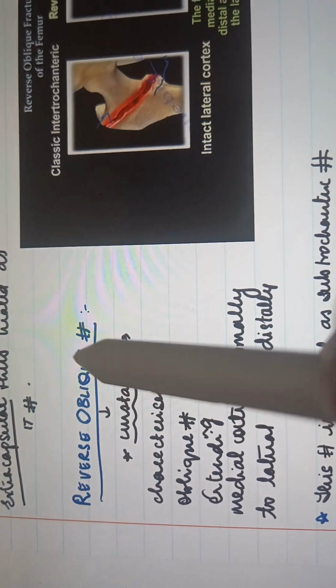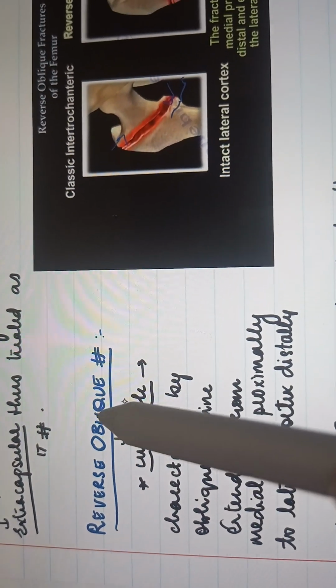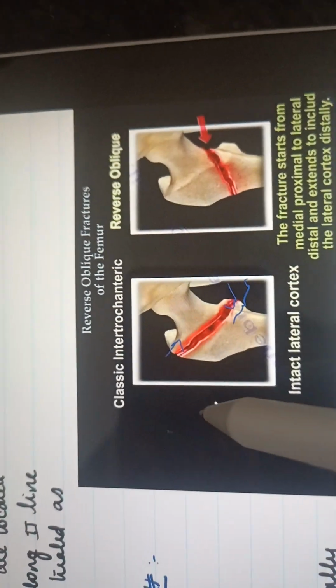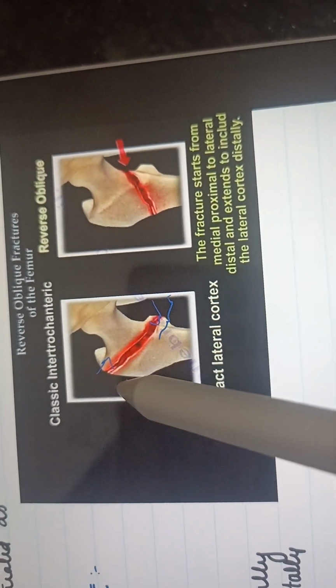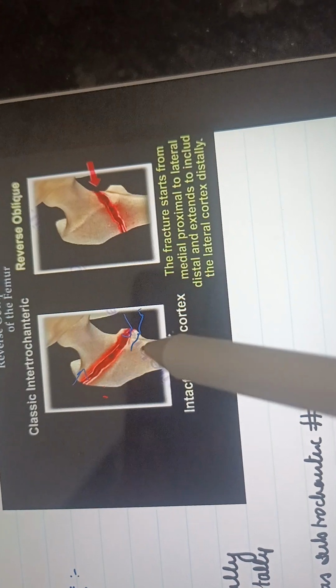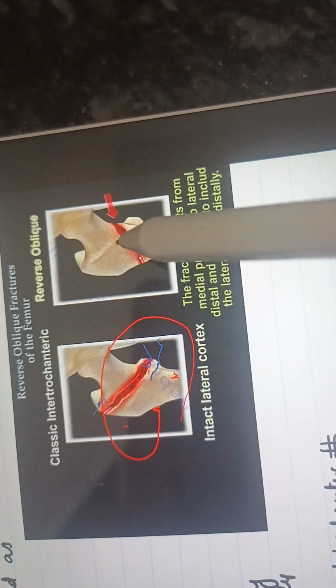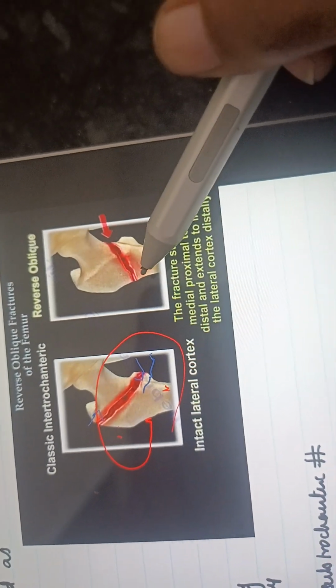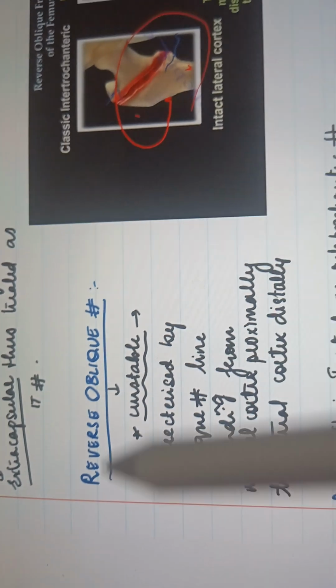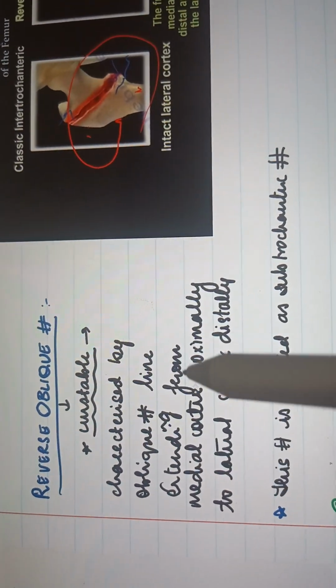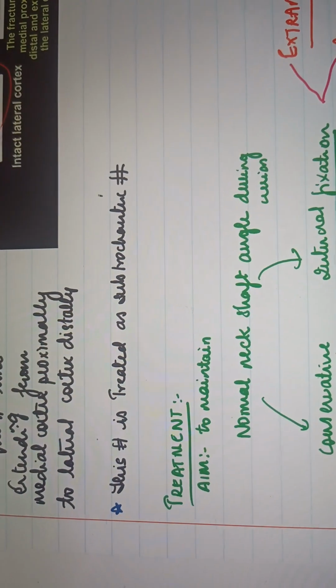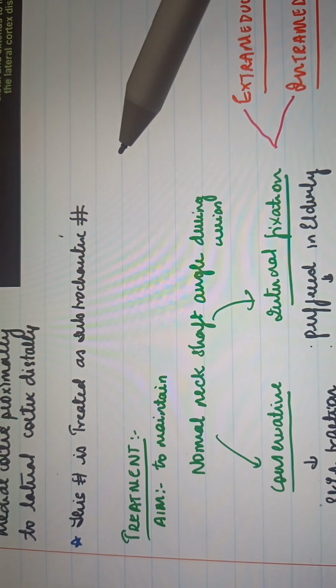Next comes the reverse oblique pattern of fracture. As we have already told you, a reverse oblique fracture is usually unstable. In a classic intertrochanteric fracture, you can see that the fracture line extends from greater trochanter to lesser trochanter. But in a reverse oblique fracture, you can see that the fracture pattern extends from lesser trochanter to greater trochanter. So a reverse oblique fracture is characterized by an oblique fracture line extending from the medial cortex proximally to the lateral cortex distally. This fracture is treated as a subtrochanteric fracture.